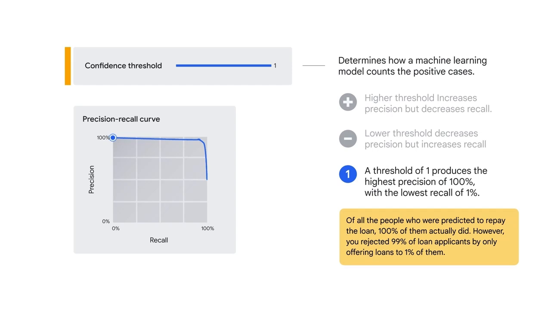These are both extreme examples, but it's important that you always try to set an appropriate threshold for your model. Now that we've reviewed, let's start the lab.